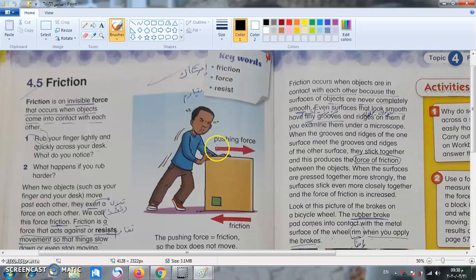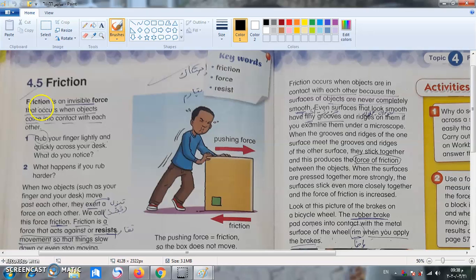If you look at the first picture, we can see the boy is pushing a box. So we have two things. The first one, pushing force and friction, قوة الدفع والاحتكاك. If they are equal, as in this picture, the pushing force equals friction, so the box does not move. We can't move the box because both of them are equal.